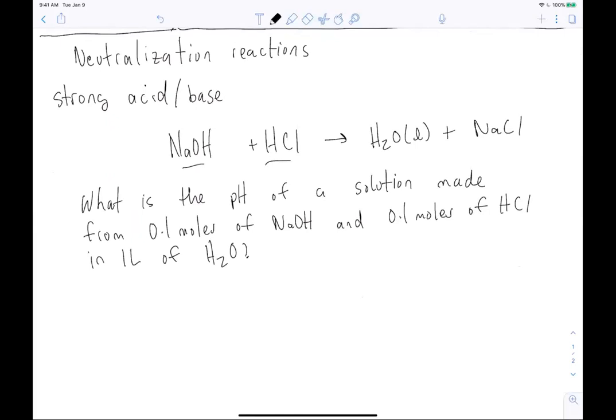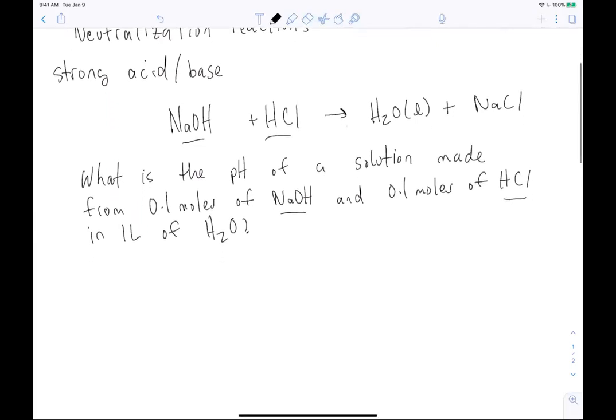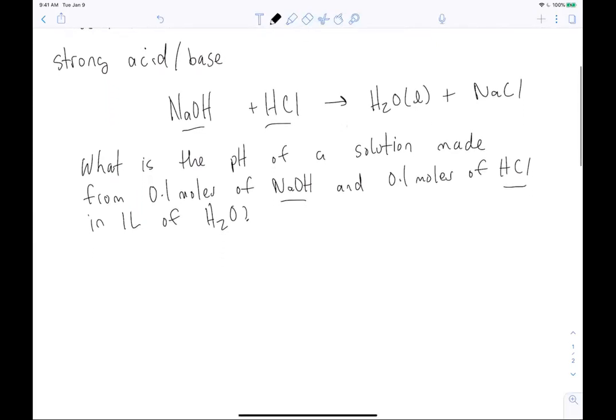So we're looking at this question here, which is: what is the pH of a solution made from 0.1 moles of sodium hydroxide and 0.1 moles of HCl, and we're adding that to a liter of water? Okay, so you can imagine you have this flask of water, and I take 0.1 moles of sodium hydroxide that I've weighed out, and I dump it in. I take 0.1 moles of HCl, and I dump that in as well. And so this we just work out like we would work out any reaction.